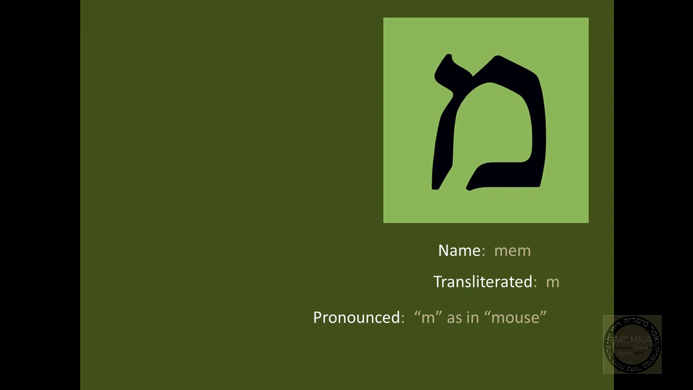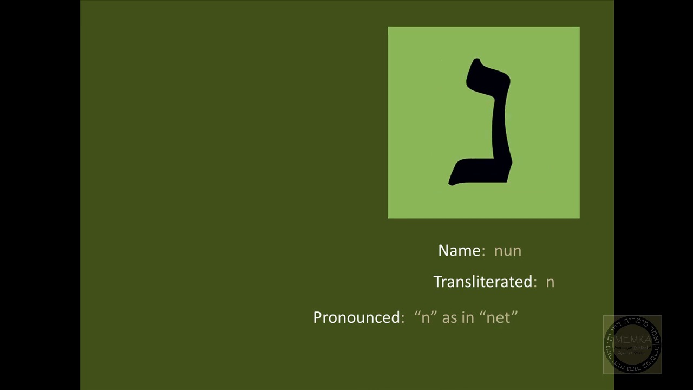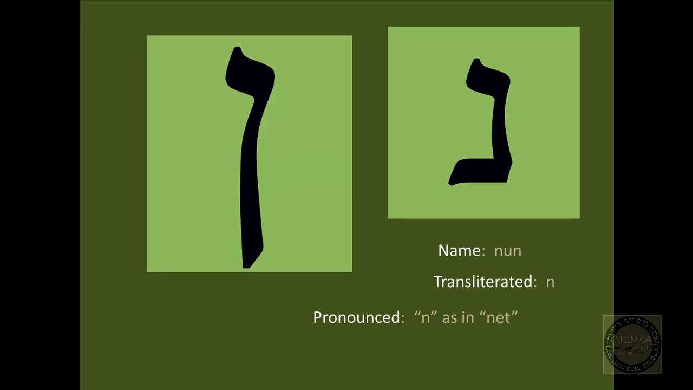This was mem, and when mem occurs in final position, it looks like this. It looks more square. You can already tell that final kaf and final mem start to look like other letters in the alphabet, and we'll get to look-alike letters in a moment. This is final mem. Nun has a final form. It looks like this when occurring in final position. The bottom will straighten out and go below the line. Final nun.